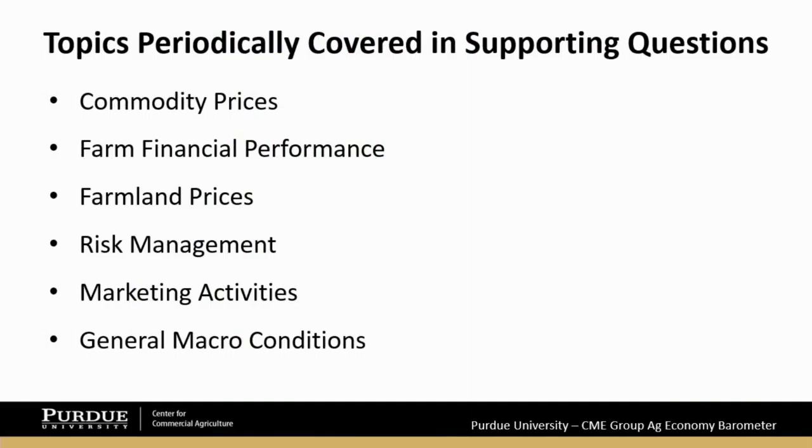Right. These questions are supportive, and they rotate around throughout the year. If something comes up that's kind of a shock to the sector, we'll add those questions in as well. But these questions really help us tell the story about why the economy barometer has been changing. Commodity prices, farm financial performance, thoughts on the future of farmland values and farmland prices, risk management, marketing activities, and general macroeconomy conditions such as interest rates.